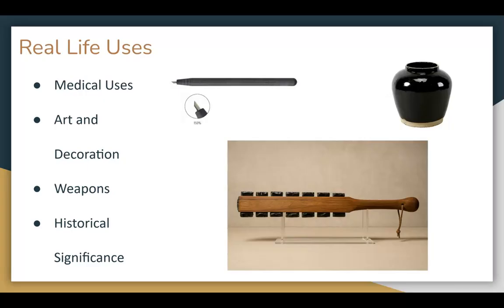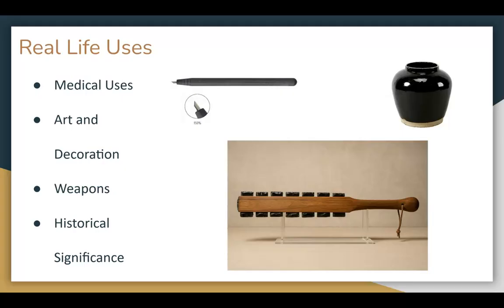Obsidian is also used for historical significance, as it is used to identify how old a civilization was, or get an idea of how advanced they were for their time.